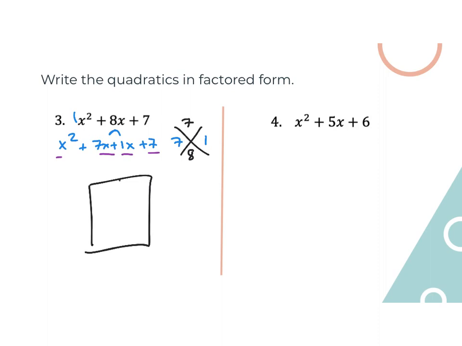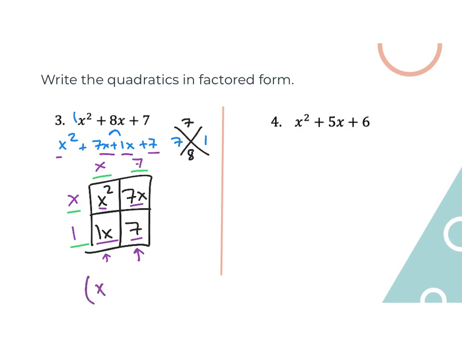So let's put our products inside the box. That's x squared, 7x, 1x, and 7. And now I'm going to find those GCFs out front for my factored form. So the GCF of x squared and 7x is just an x. The GCF of 1x and 7 is just a 1. This column, the GCF of x squared and x, is still just an x. And this column on the right, 7x and 7, has a GCF of 7. So my factored form looks like x plus 1 times x plus 7. Both of those two things go in parentheses.